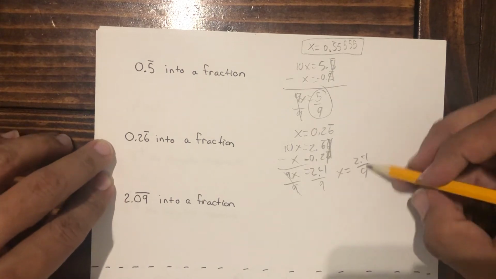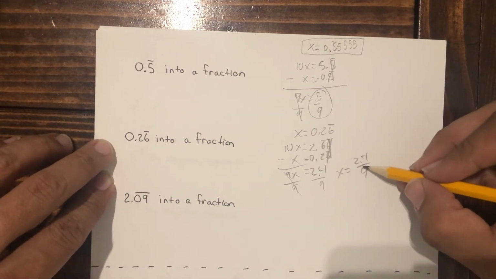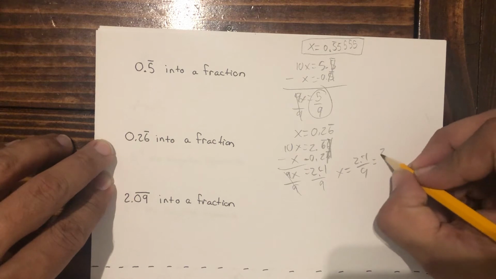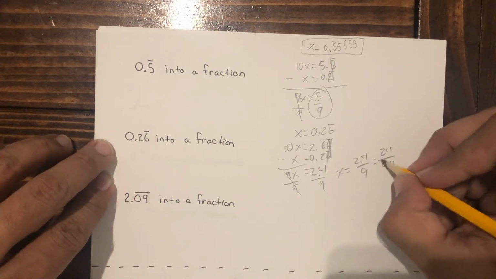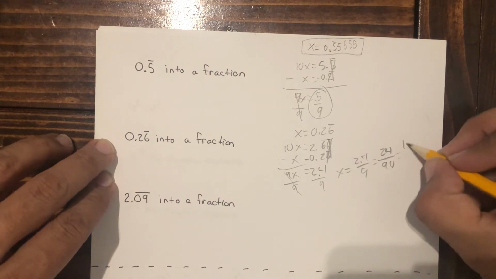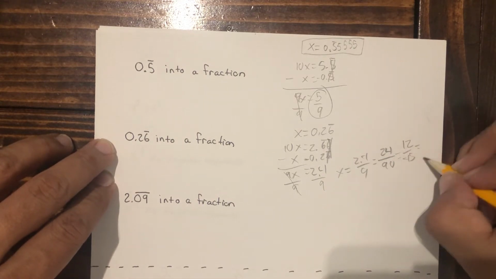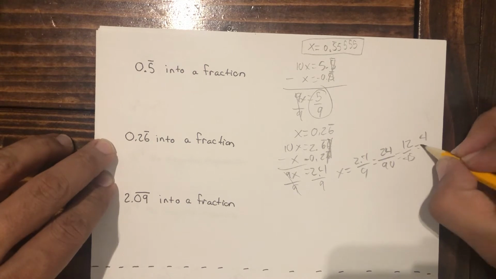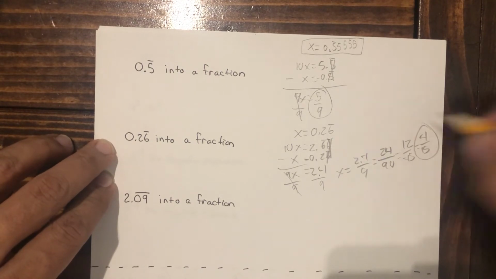2.4/9. Now, you can't leave it like that because you're not allowed to have decimal points in a fraction. So this is going to be 24/90. I multiply both by 10. Now I can cut them both in half. 12/45. They're still divisible by 3. I'm going to get 4/15, and I think we are done.